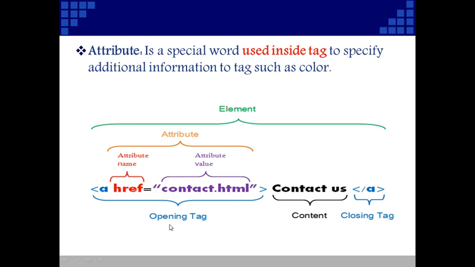And this is the opening tag, and this is the closing tag. In between the opening and closing tag, you can write the content to display on the web page. So when we click on the contact us letter, it will link to the contact.html, or you can say the contact.html web page will open. The combination of this opening tag, content, and the closing tag becomes the element.